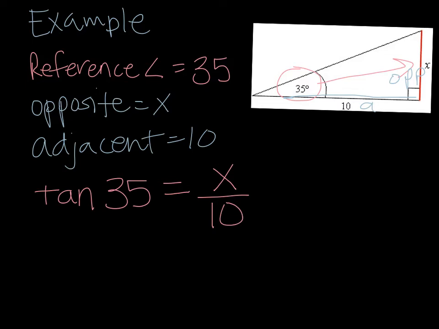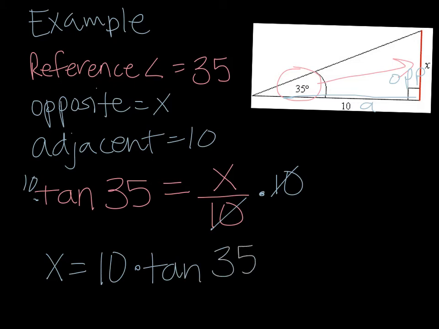Now, we have a variable here that we're looking for. As you can see, we want to find the value for x. How do I get rid of this 10 so I can get x by itself? Right now, hopefully you're thinking inverse operation, and you've taken your pen and you've multiplied both sides by 10. And as you can see, these two 10s cancel out, so I'm left with x equals 10 times tangent 35. Please watch the video below to see how to get the final answer.